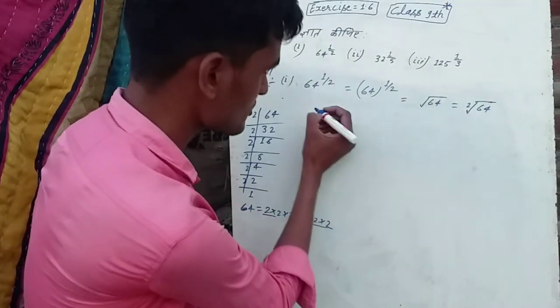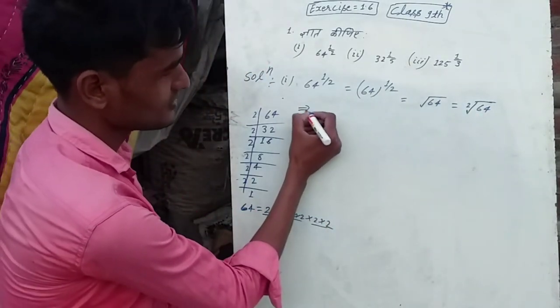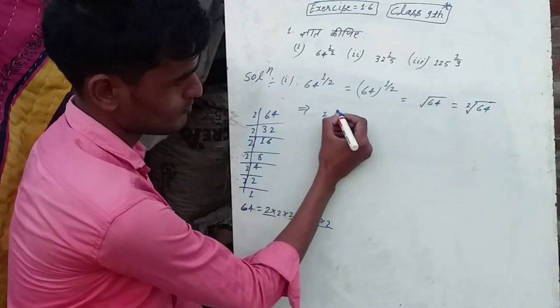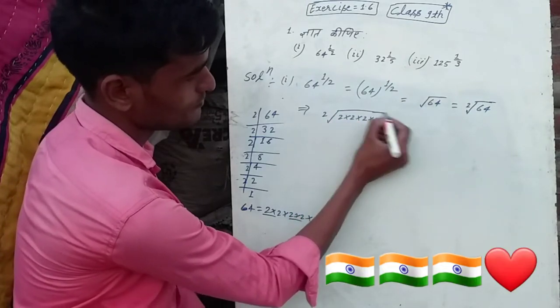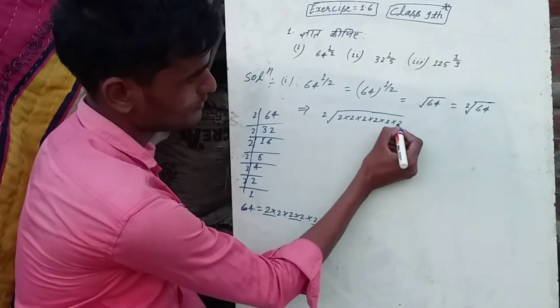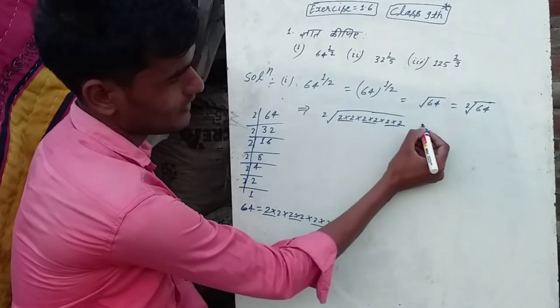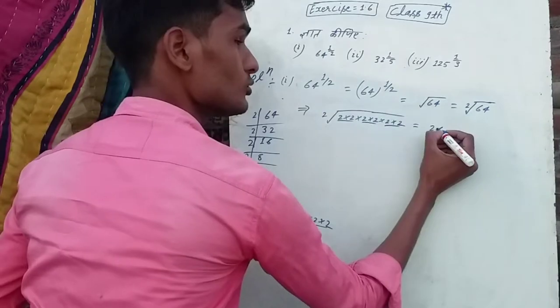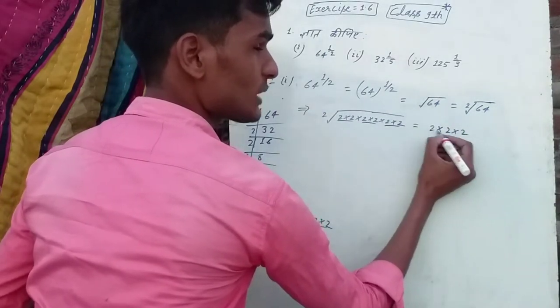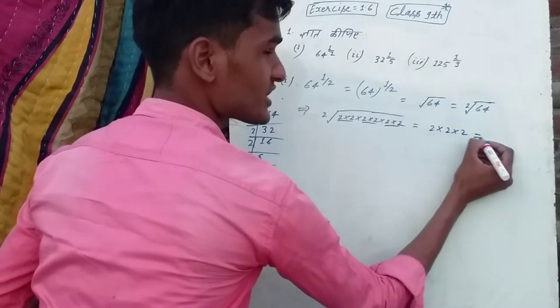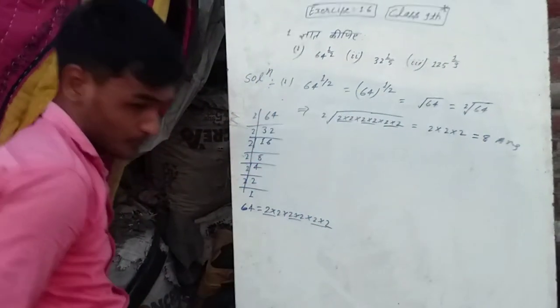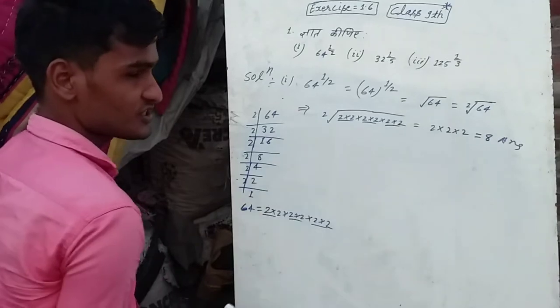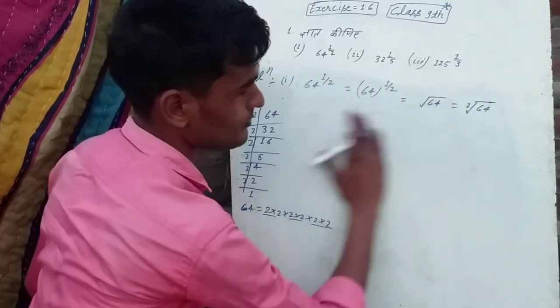Got it? And also we can write this: 2 times 2 times 2 times 2 times 2 times 2. We pair them and we can write 2 2 2. 2 times 2 is 4, 4 times 2 is 8, answer. You can see. Screenshot it.